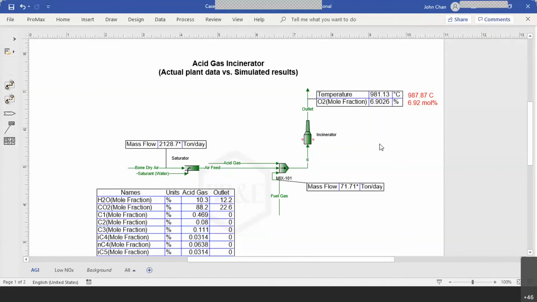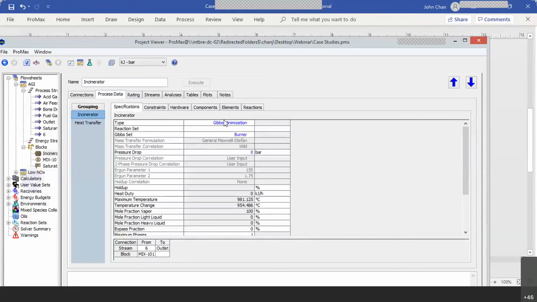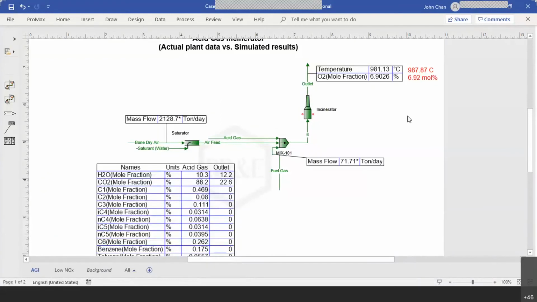So what I did was plug those numbers into the inlet. I used the Gibbs minimization type reactor, and I used the burner as my Gibbs set. Once I put those in, you can see that ProMax matches quite well to the actual plant data. The difference is not too big. The ones in red are those reported from the DCS.